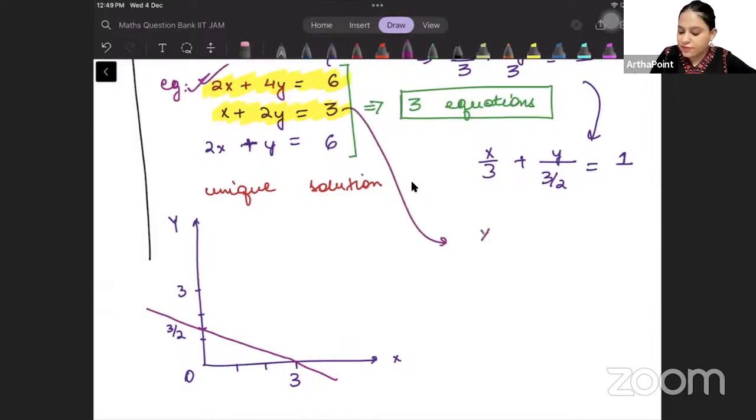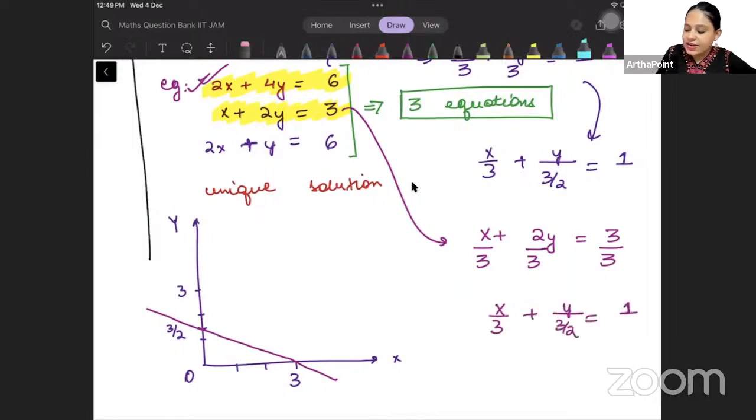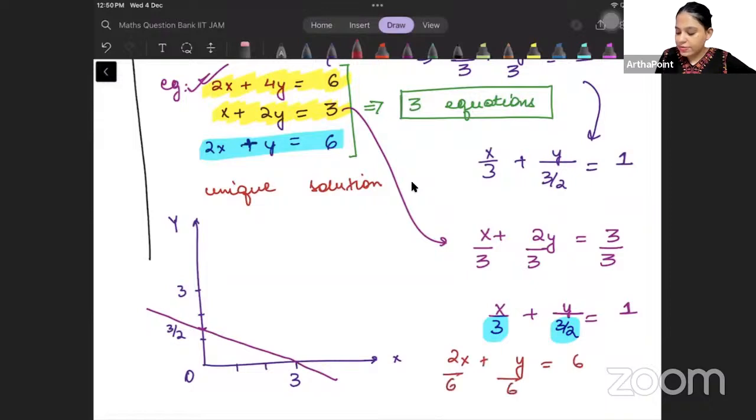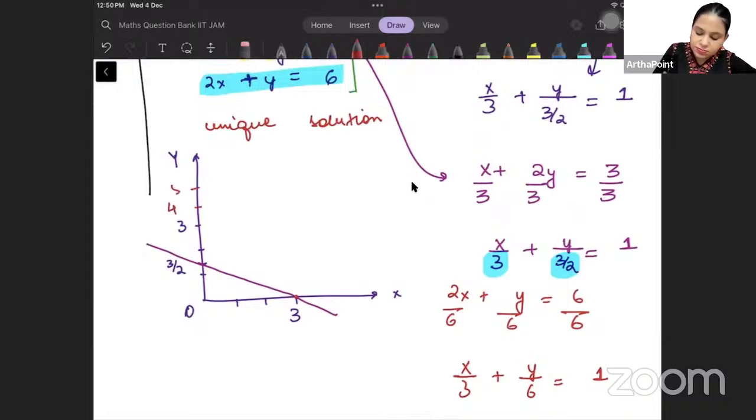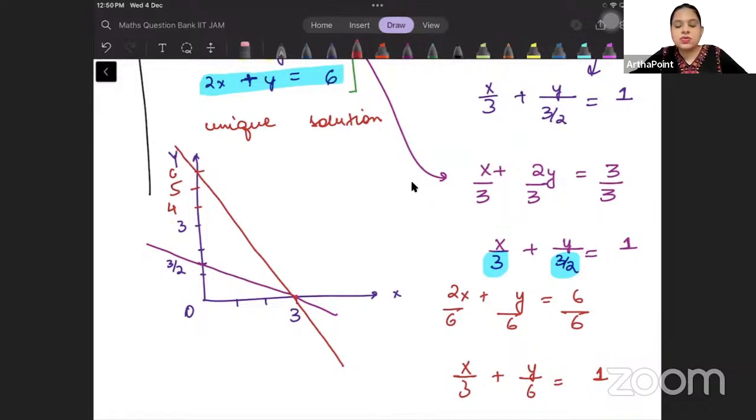Now let's try this one. I have x plus 2y is equal to 3. I can divide throughout by 3: x by 3 plus y divided by 3 by 2 is 1. I get exactly the same intercepts, so it's the same line. For the third line, 2x plus y equal to 6, I divide by 6 throughout and get x by 3 plus y by 6 equal to 1. So my intercepts are 3 and 6. The lines are intersecting exactly once, and if they intersect exactly once, I will have a unique solution, right? So with 3 equations, I am able to get one unique solution.